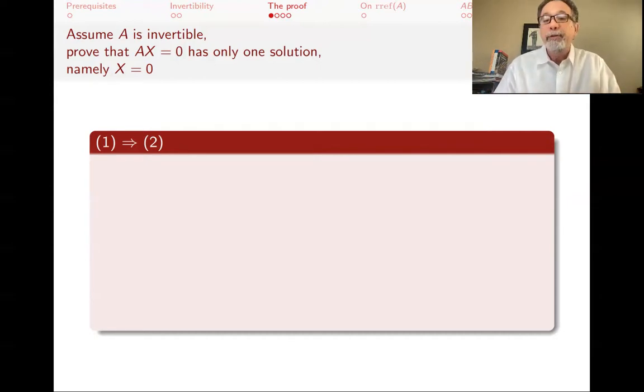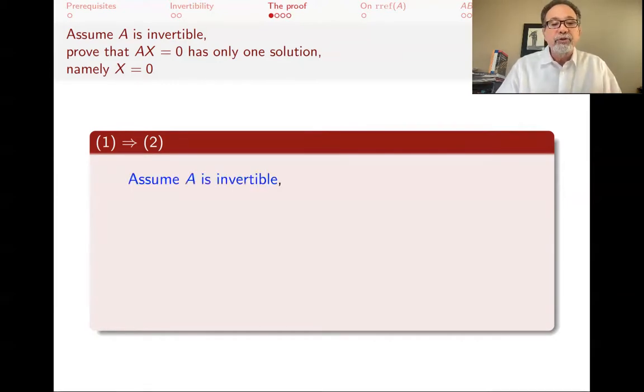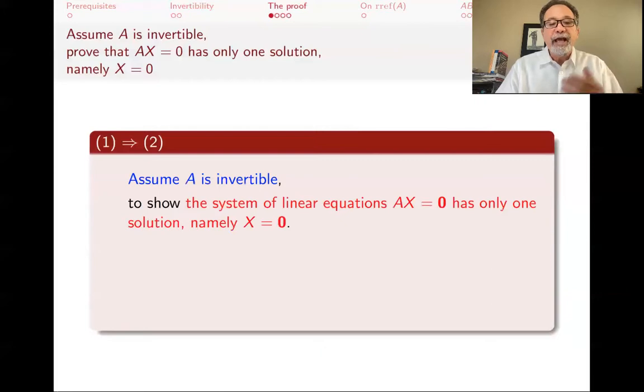That's certainly true. But why are there no other solutions? And so let's get started. We're assuming A is invertible, and we want to show that the system of linear equations AX equals 0 has only one solution, namely X equals 0.